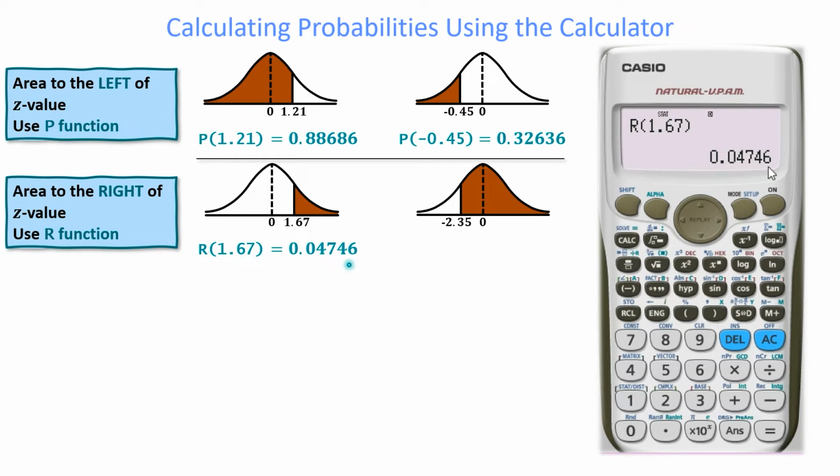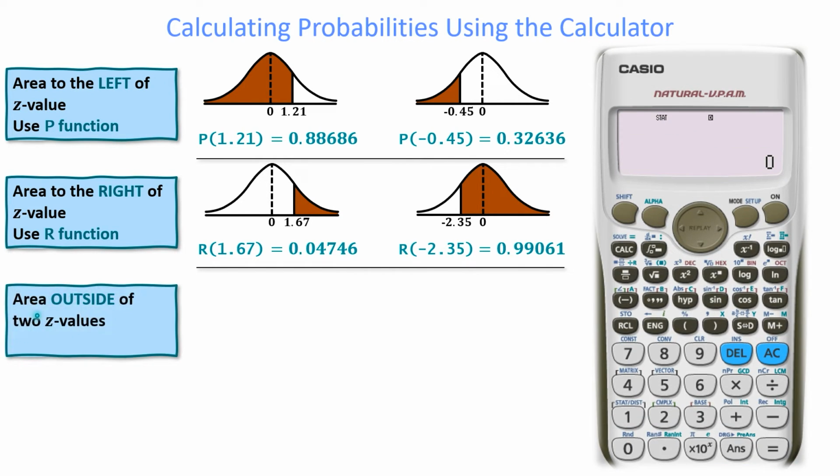0.04746. Okay, and now if we want the probability that z is more than negative 2.35, we'll use this replay button. We'll go ahead and delete what's in the bracket there and replace this with negative 2.35. So the probability that z is more than negative 2.35 is equal to 0.99061.